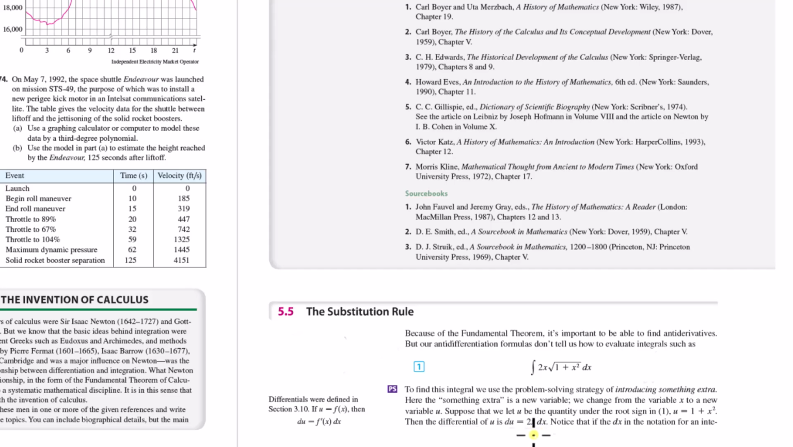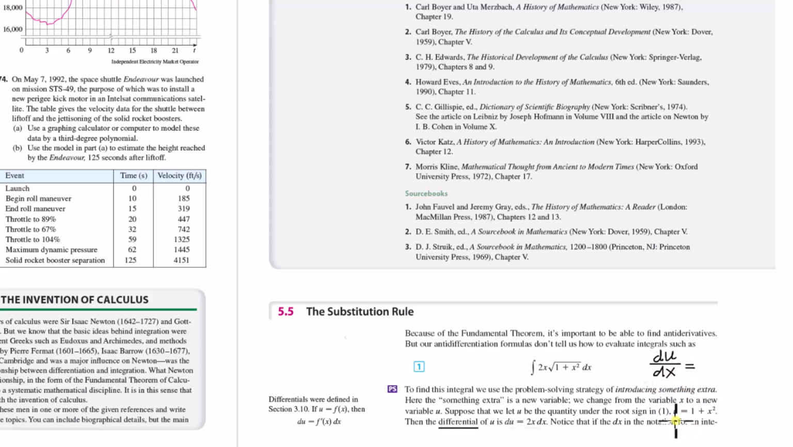So what does that mean? What are they talking about here? Well, the first thing to point out is that they're using the term differential. They say then the differential of u, du, is equal to 2x dx. And so what they're talking about is, here's u, right? u is equal to 1 plus x squared. And if we want to find the derivative of u, we can write it as du/dx.